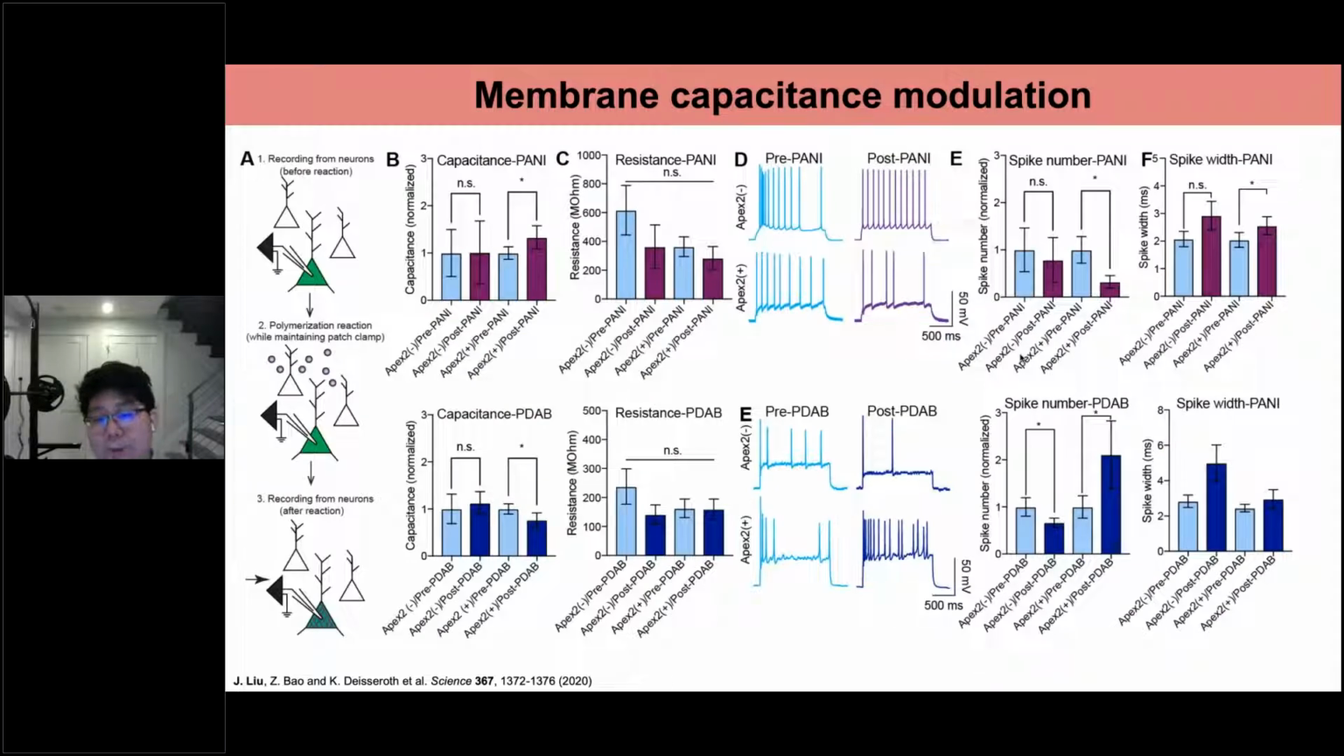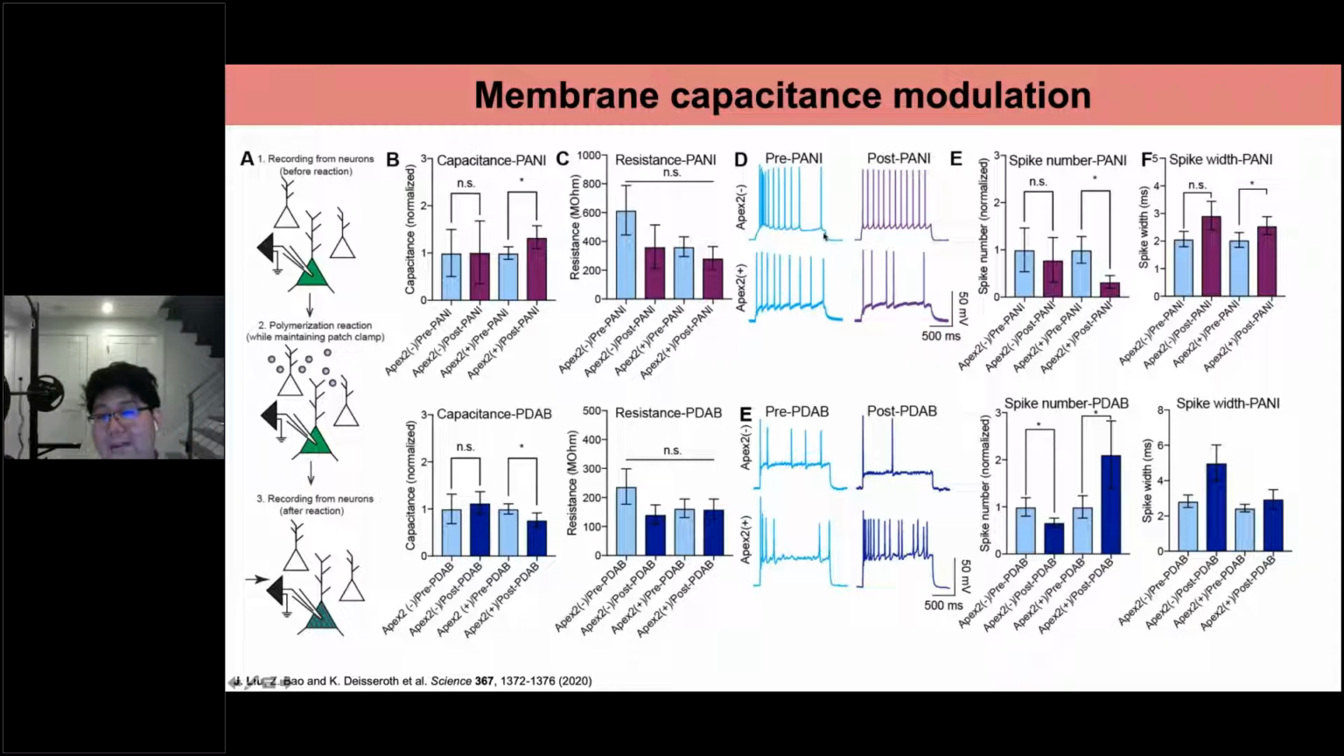This is a very beautiful piece of work done in collaboration with Karl Deisseroth when I was a postdoc at Stanford. We used patch clamp to patch the same neuron before and after the polymerization. We found that for neurons with conducting polymer polymerization, there is a statistically significant increase of the membrane capacitance. Meanwhile, for neurons polymerized with another polymer, the DAB polymer, which is an insulating polymer, there is a statistically significant reduction of the membrane capacitance.